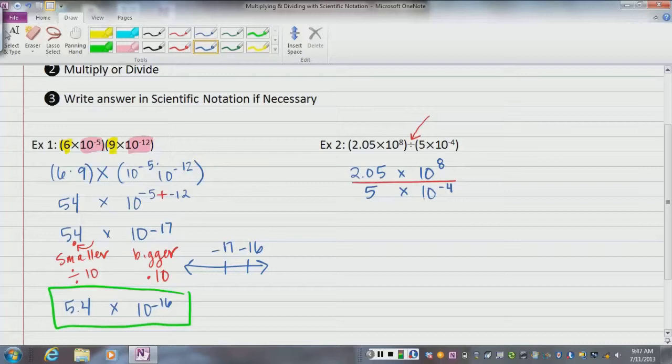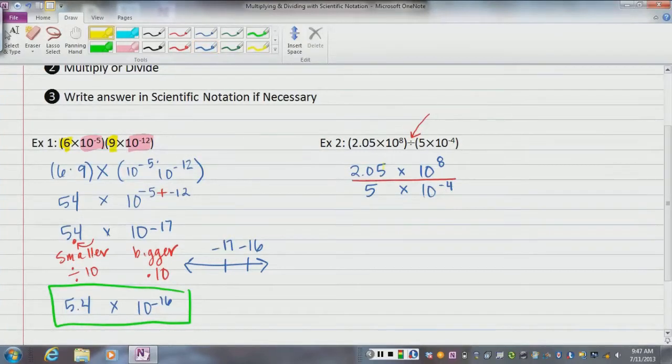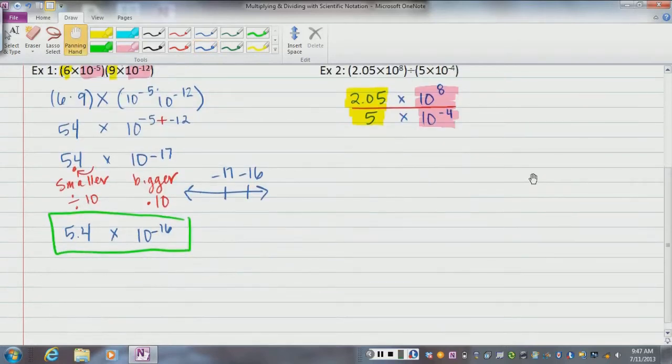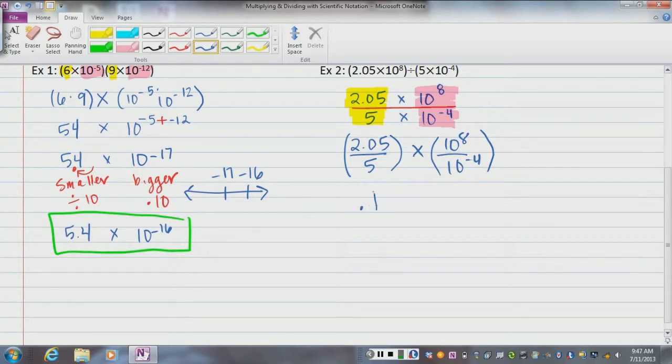So we still need to regroup. I'm going to regroup my decimal numbers like that. I'm going to regroup my powers of 10, and we're going to perform this division. So 2.05 divided by 5. I can write 2.05 divided by 5 times, this is going to be 10 to the 8th divided by 10 to the negative 4th. And 2.05 divided by 5 is 0.41.